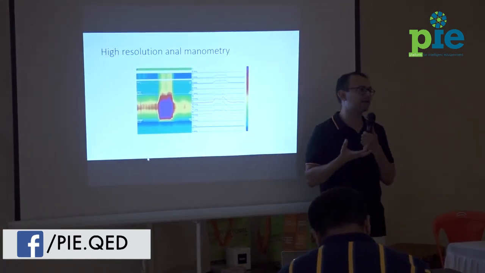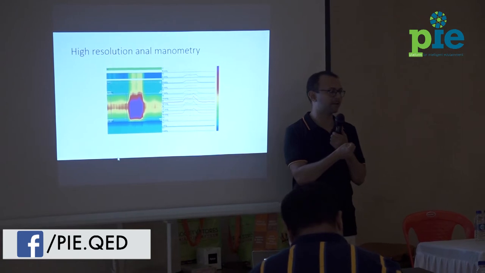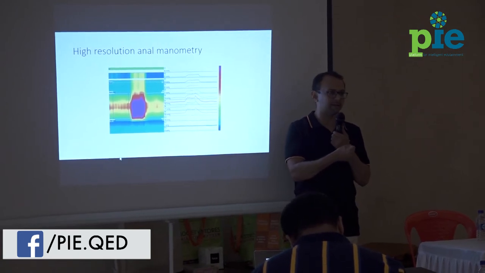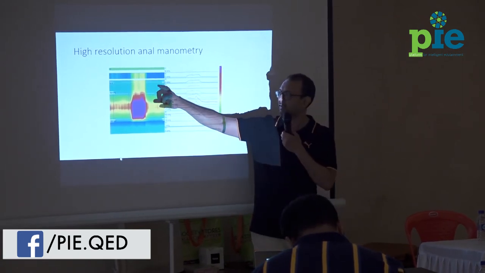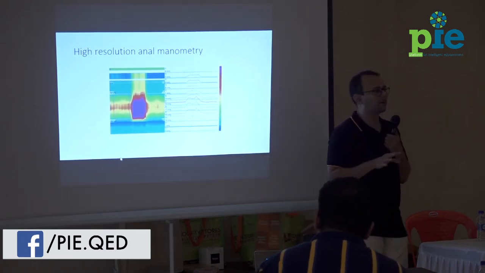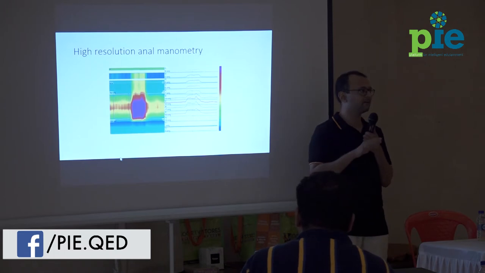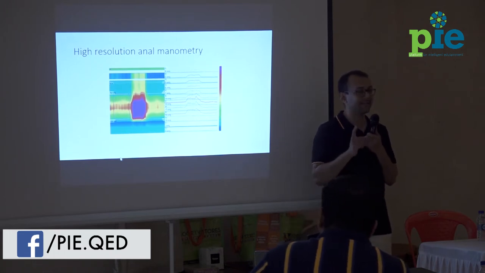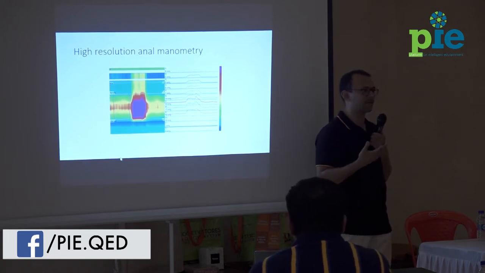So the first thing we check is the tone of the sphincter. Are they able to squeeze the rectum? Are they able to squeeze the sphincter? And then we check the pressures in the rectum and we check the coordination. So how do we do it? We do three or four maneuvers. First, catheter in, basal. Number two, if it's incontinence, we ask them to squeeze.